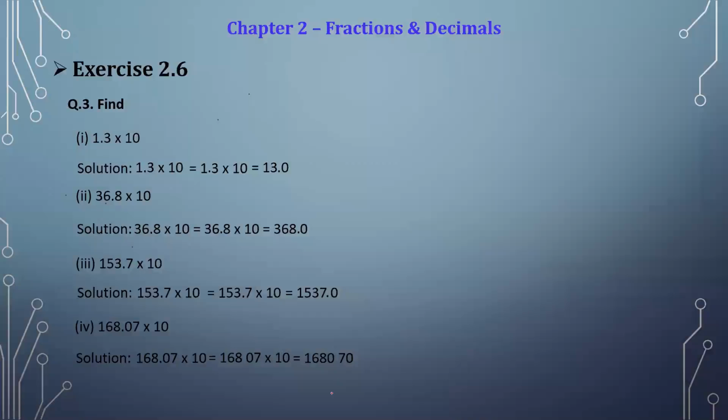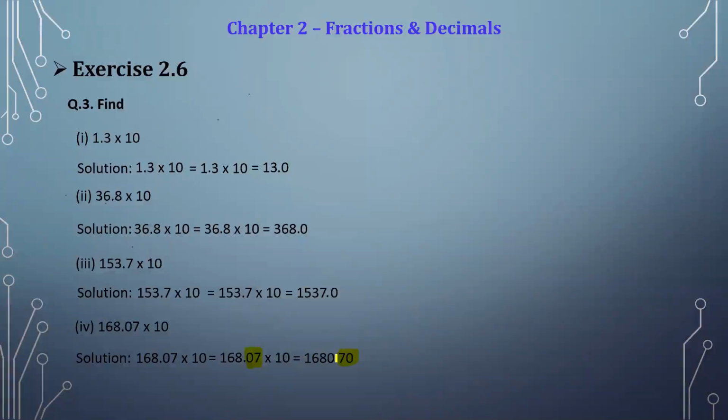Now again, we have to bring that decimal point. In our example, after the decimal point, two digits are there. So in the final answer also, two digits should be there. So before 70, we are going to put that decimal point. Therefore, the final product is going to be 1680.70 or 1680.7. You can write it as 70 or 7. Any number is acceptable.